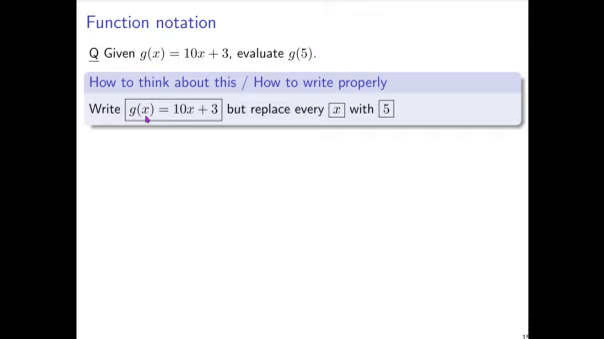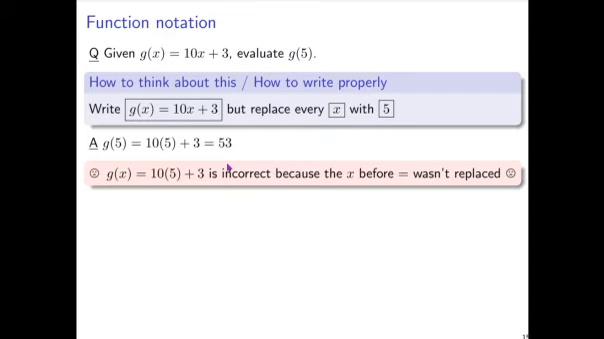So there's the x in parentheses on the left of the equal sign, and there's the x right next to the 10 on the right of the equal sign. Replace every x with a 5. So take a look at what was in this box. It was pasted down here. Replace every x with a 5. Okay, simplifying using the order of operations, this becomes 53. So g of 5 is equal to 53.